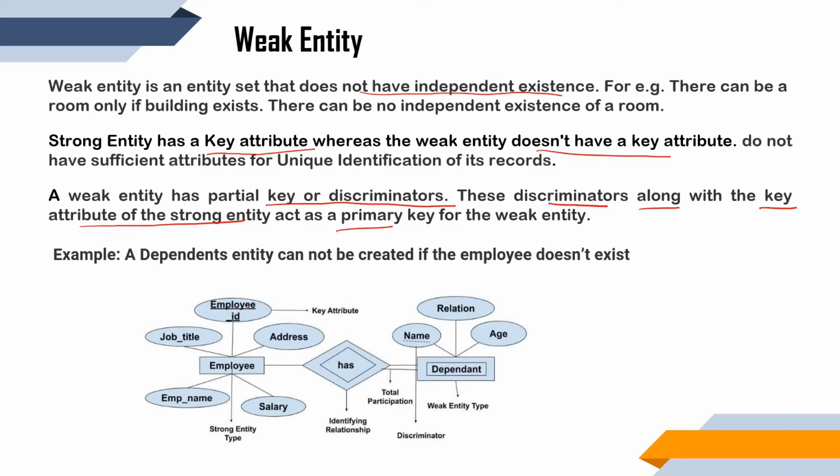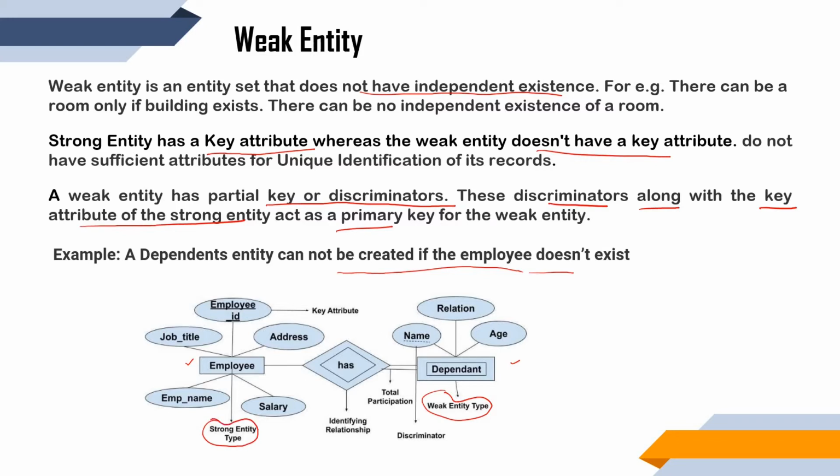Now, in this diagram, you can see an employee may or may not have any dependent. But a dependent, whenever he or she exists, must be associated with an employee. Because a dependent cannot exist without an employee. So we can call dependent the weak entity and employee the strong entity.